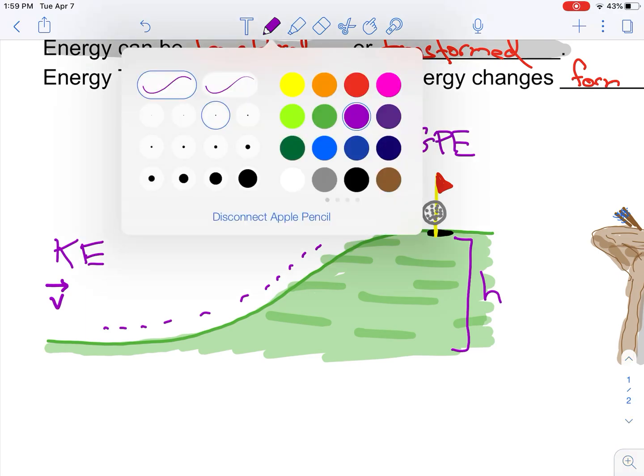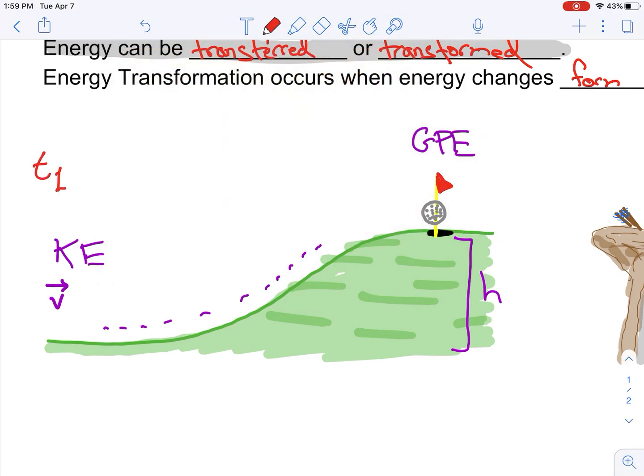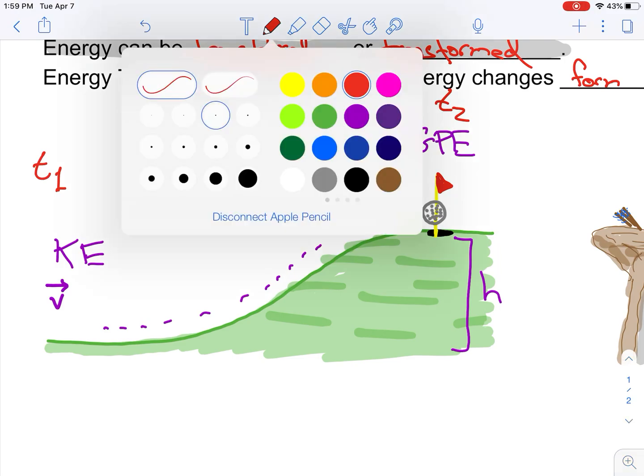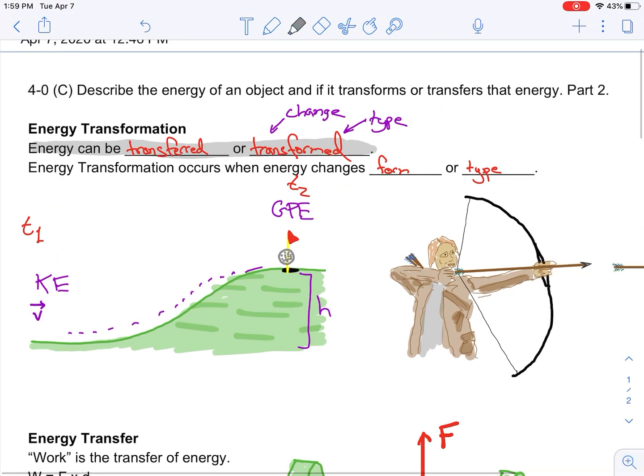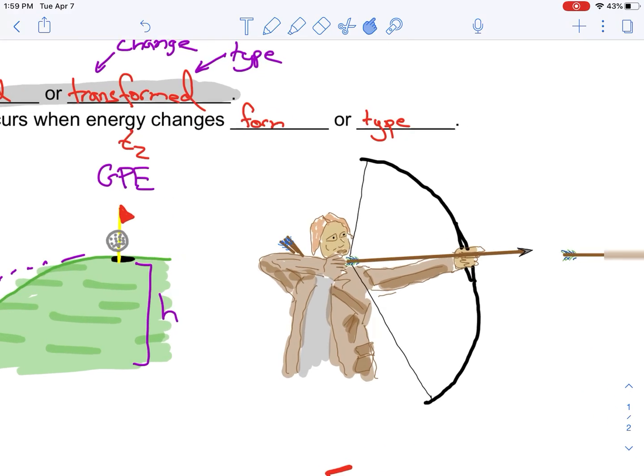So the golf ball rolls up, and now, if this was like a physics question, it would be: at time 1 the golf ball had kinetic energy, and at time 2 the golf ball had gravitational potential energy. So you could say that the golf ball transformed its kinetic energy into gravitational potential energy. And that's just practicing the language. Like, how do we describe the energy of an object? That's kind of what we're aiming at here.